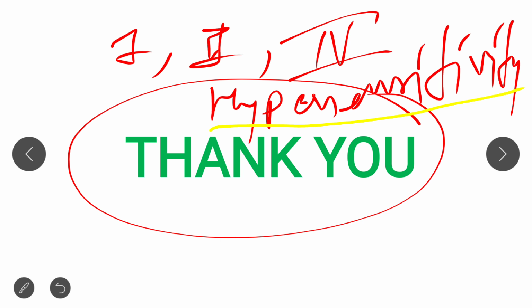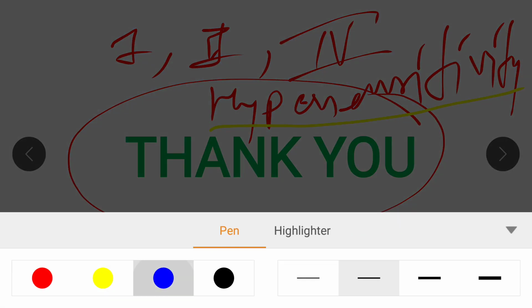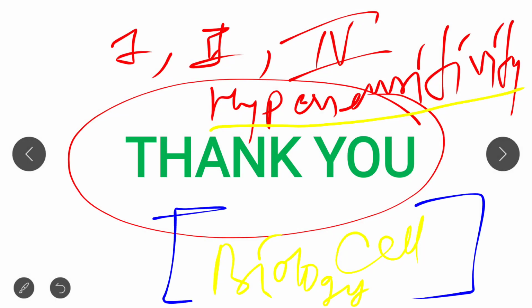So please read all this very carefully, and tomorrow we will start a new module, that is cell biology. I am starting cell biology because this module is very important from the CSIR NET point of view. 3 to 4 topics of immunology remain, and I will cover all these topics within a few days. But before that I will start cell biology from tomorrow.